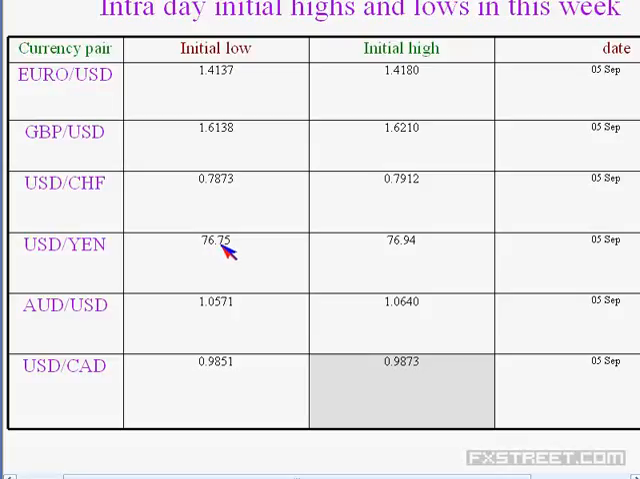And USD yen 76.75 was the initial low, and it is breached. So they wanted to act. In the case of CHF, that is evidential. In the case of yen, that is evidential. It is still showing a contrarian move, when Euro and GBP are showing negative net change, USD yen is also showing negative net change.